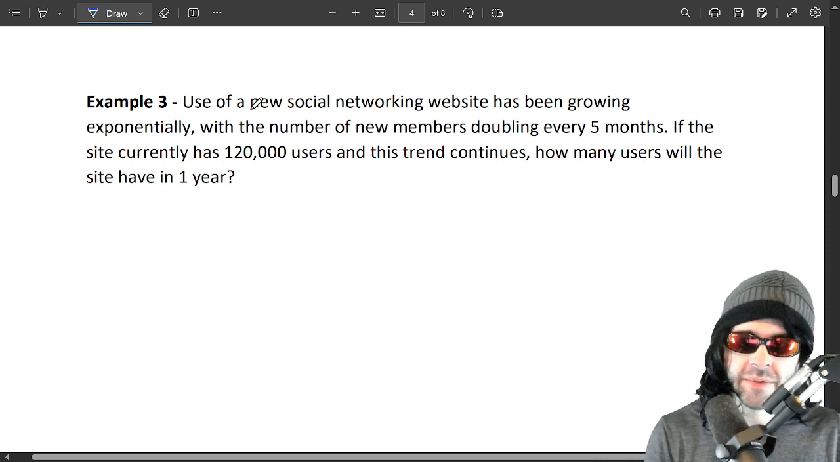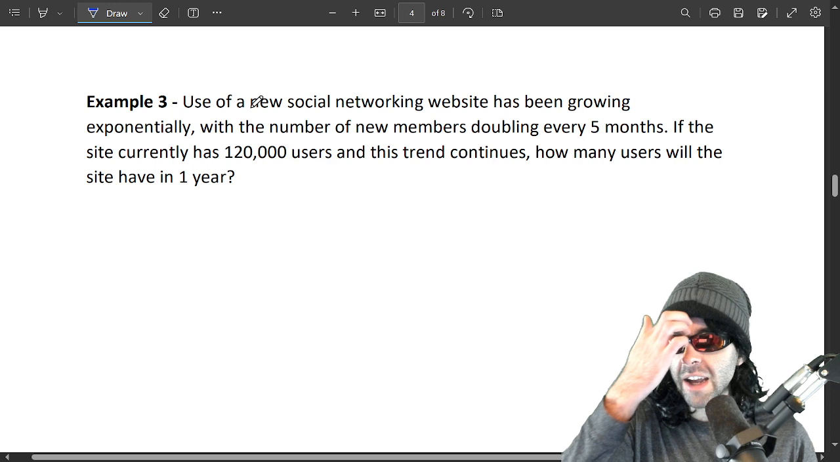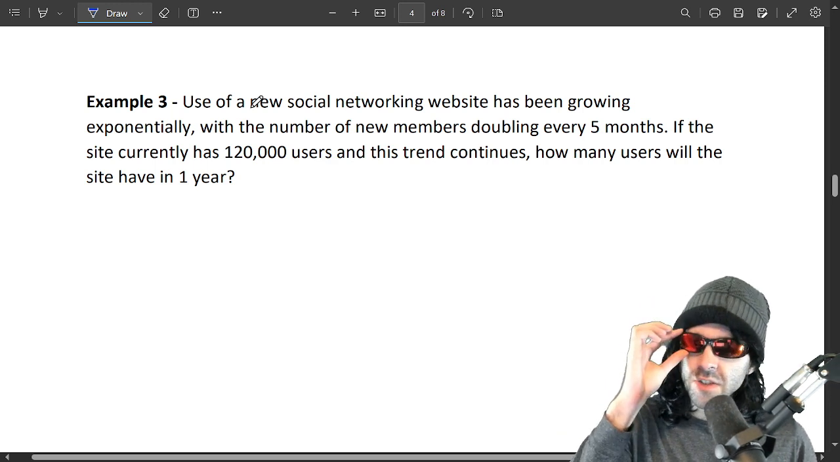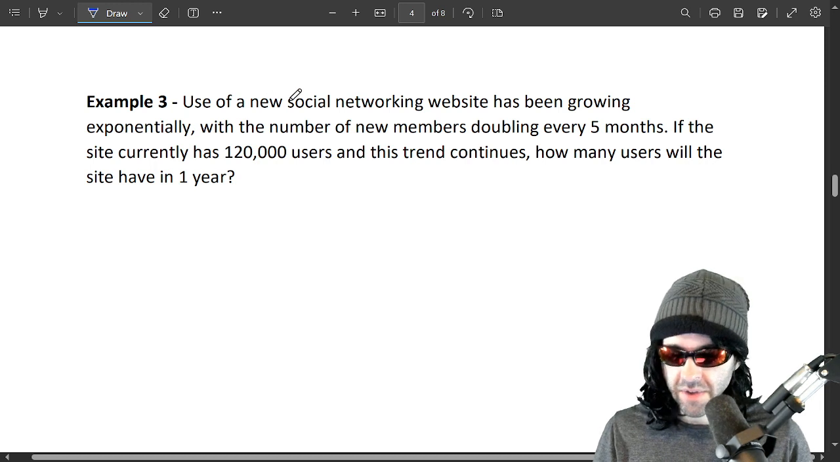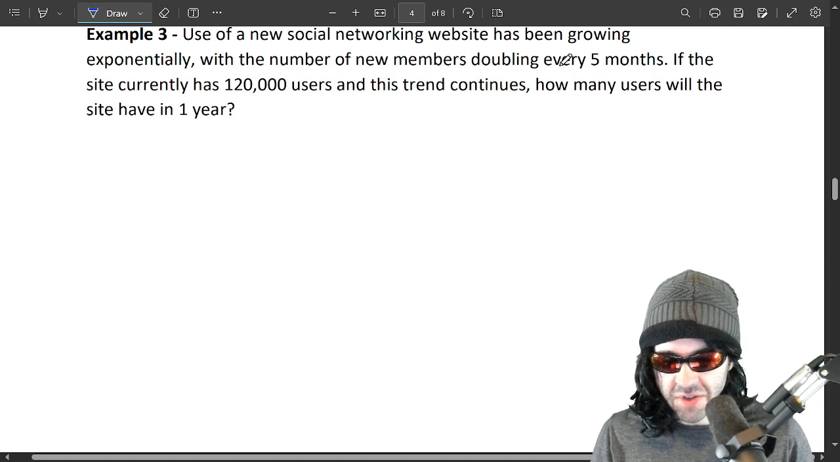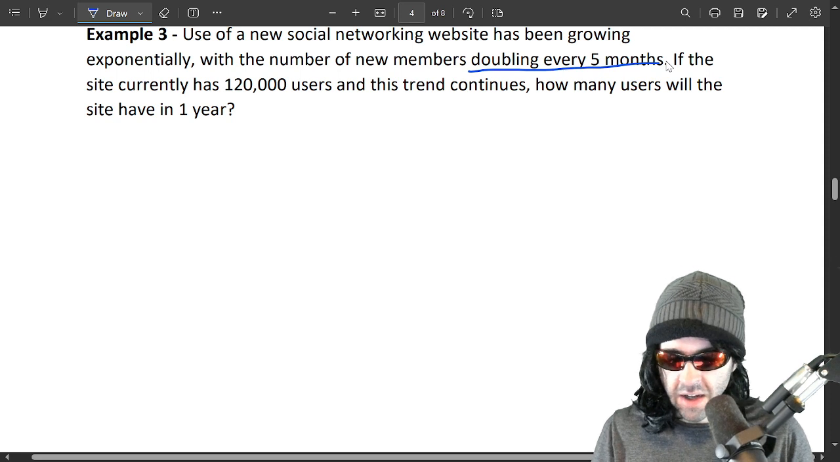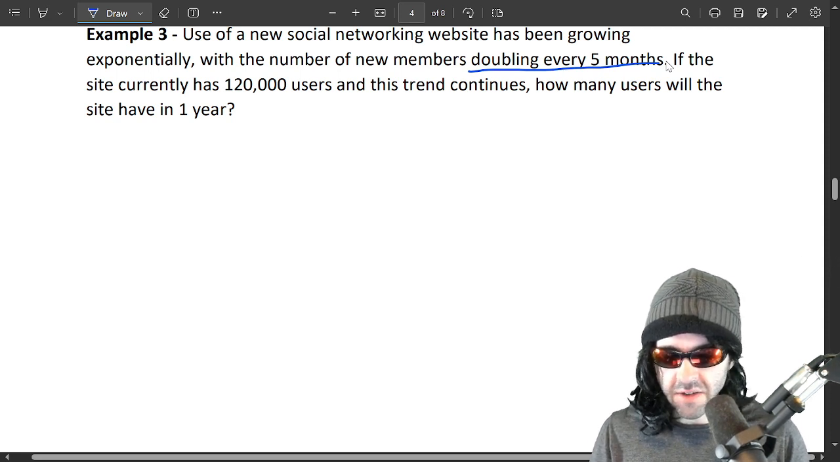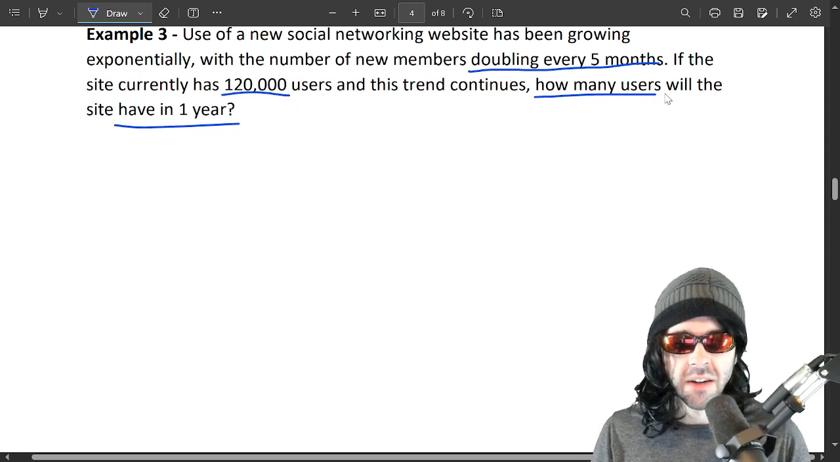Try this one now. Try this one on for size. Try to pause the video, see if you can get it. I'll do an extra example here. So what we got about doubling time. Let's see if you can get it. Use of a new social networking website has been growing exponentially, with the number of new members doubling every 5 months. If the site currently has 120K users and this trend continues, how many will it have after a year?